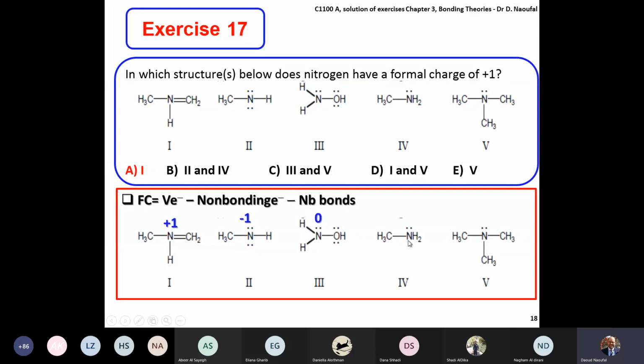In the fourth, 5 minus 2 minus 3 bonds: 2 bonds to H and 1 bond to C. So I have 5 minus 2 minus 3, so the formal charge is equal to 0. And in structure number 5, I have 5 minus 2 minus 3, so the formal charge is equal to 0. The question was, in which structure does nitrogen have a formal charge of plus 1. So the correct answer is structure 1, and the answer is A.